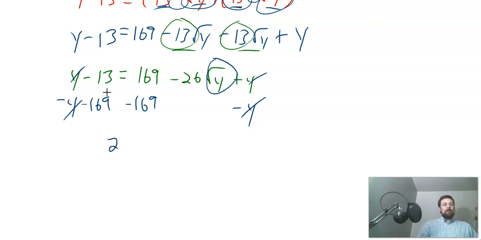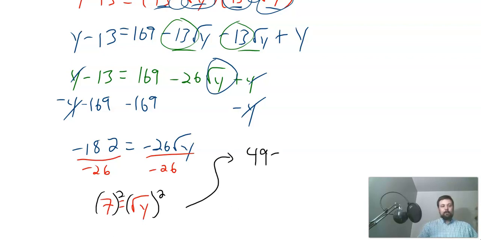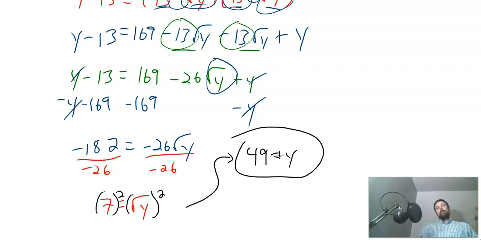This is going to be what? 182, negative 182 equals negative 26 square root of y. Again, get that square root by itself by dividing the negative 26 to the other side. And we're going to end up getting 7. So 7 equals the square root of y. To get rid of that last square root, we square both sides again, and we get 49. We get y is equal to 49.